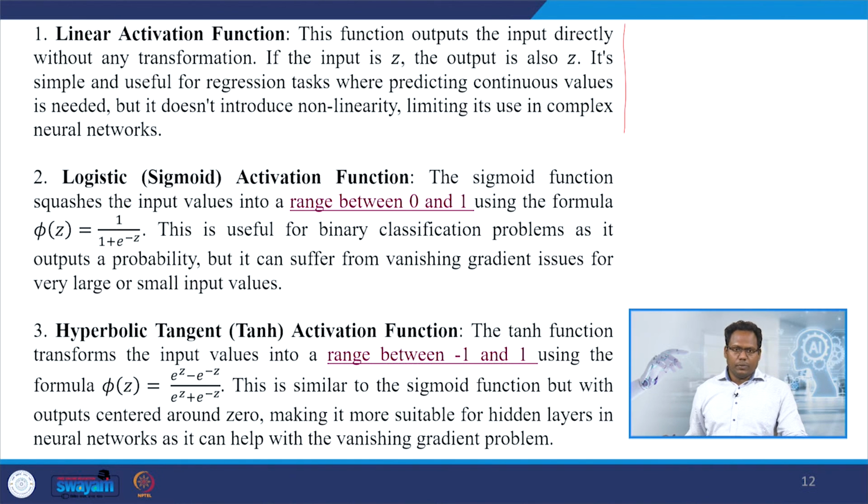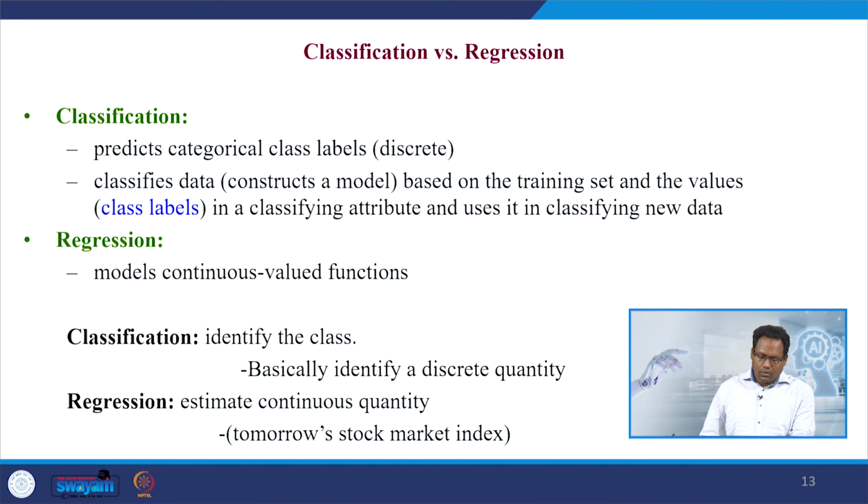Similarly, the tan hyperbolic one, which is given by the expression e power z minus e power minus z upon e power z plus e power minus z, has its response varying between minus 1 and plus 1. Now, coming to the fundamental application of artificial neural networks: it is towards classification and regression. Classification predicts categorical classes, precisely coming under the discrete domain.